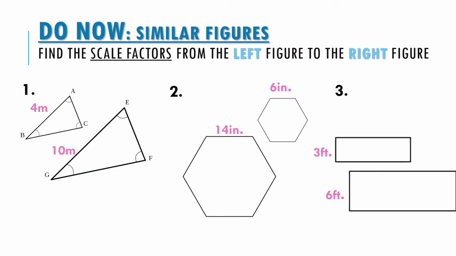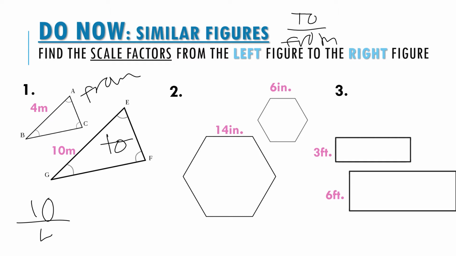All right, so a quick little do now here, just as some review. We're going to find the scale factors from the left figure to the right figure. And remember when we do our scale factors, we do that ratio of 2 over from, and yes, sorry, I'm using my hand to write again today. So if we're going, for example, in number 1, to the right figure from this left figure, you do 10 over 4, right? And then simplify your fraction. So take a minute to do that, and then I'll go through these real quick.